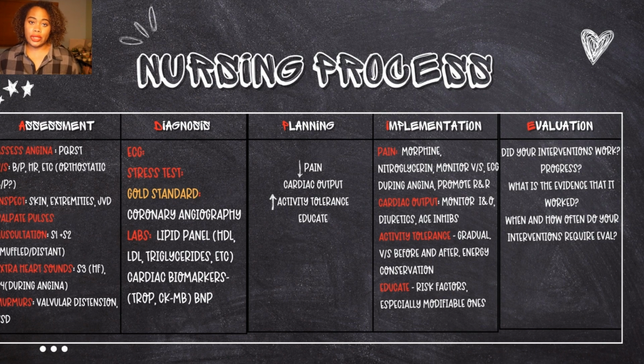Now on auscultation, we want to note if there are any other heart sounds. S1 and S2 might be muffled and distant. Extra heart sounds will be S3, which means possible heart failure, and S4 could possibly be heard during angina episodes or chest pain. You might hear a murmur, which could be valvular disease or VSD, ventricular septal defect.